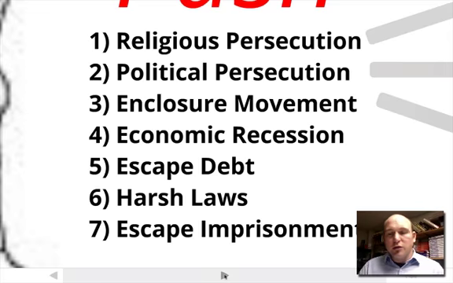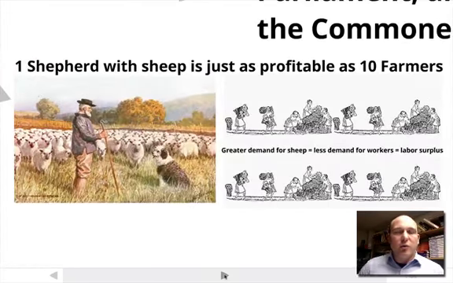Number 3 is the enclosure movement. The enclosure movement was basically when the nobility in Europe, or in England in particular, realized that it was just as profitable to have one person with a bunch of sheep as it would be to have 10 farmers. Just as profitable for them.